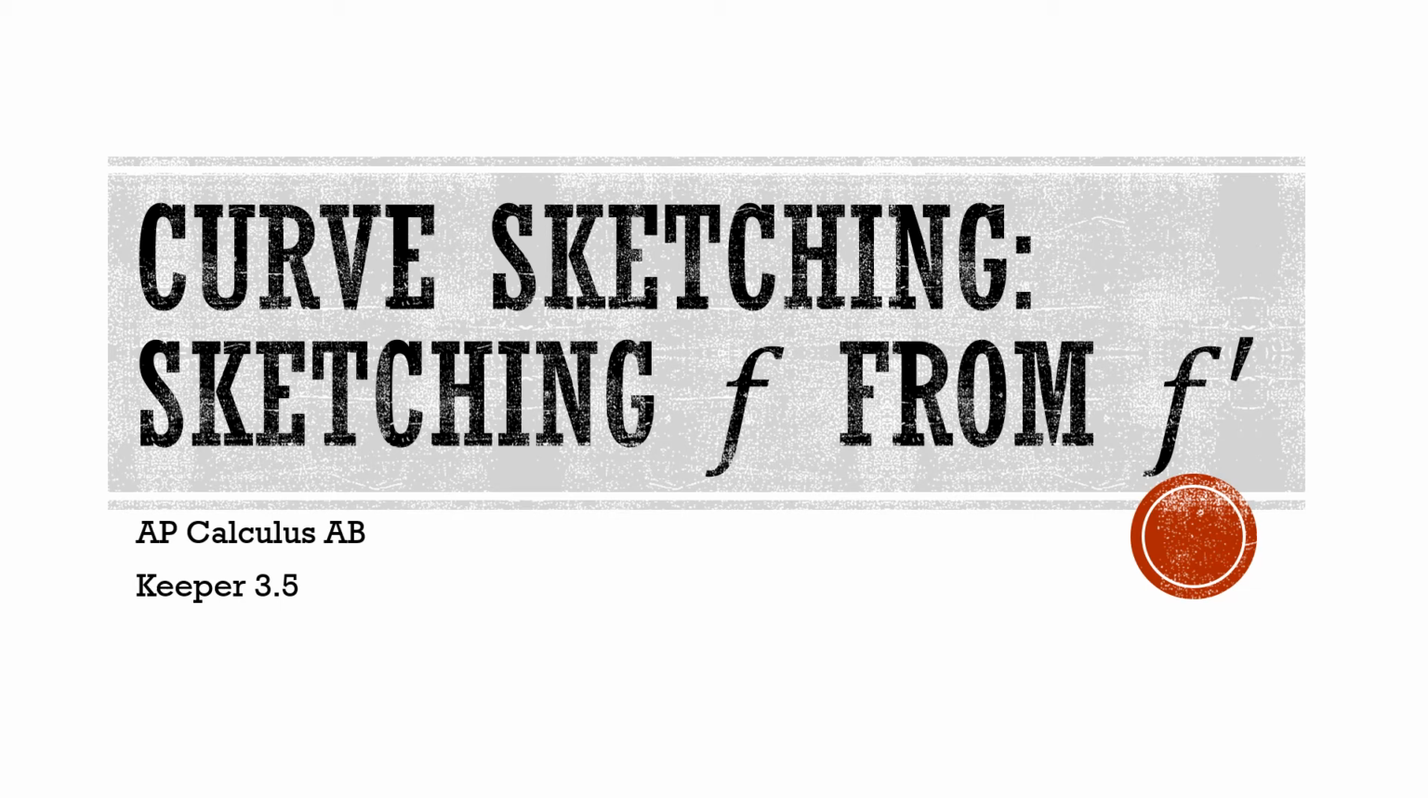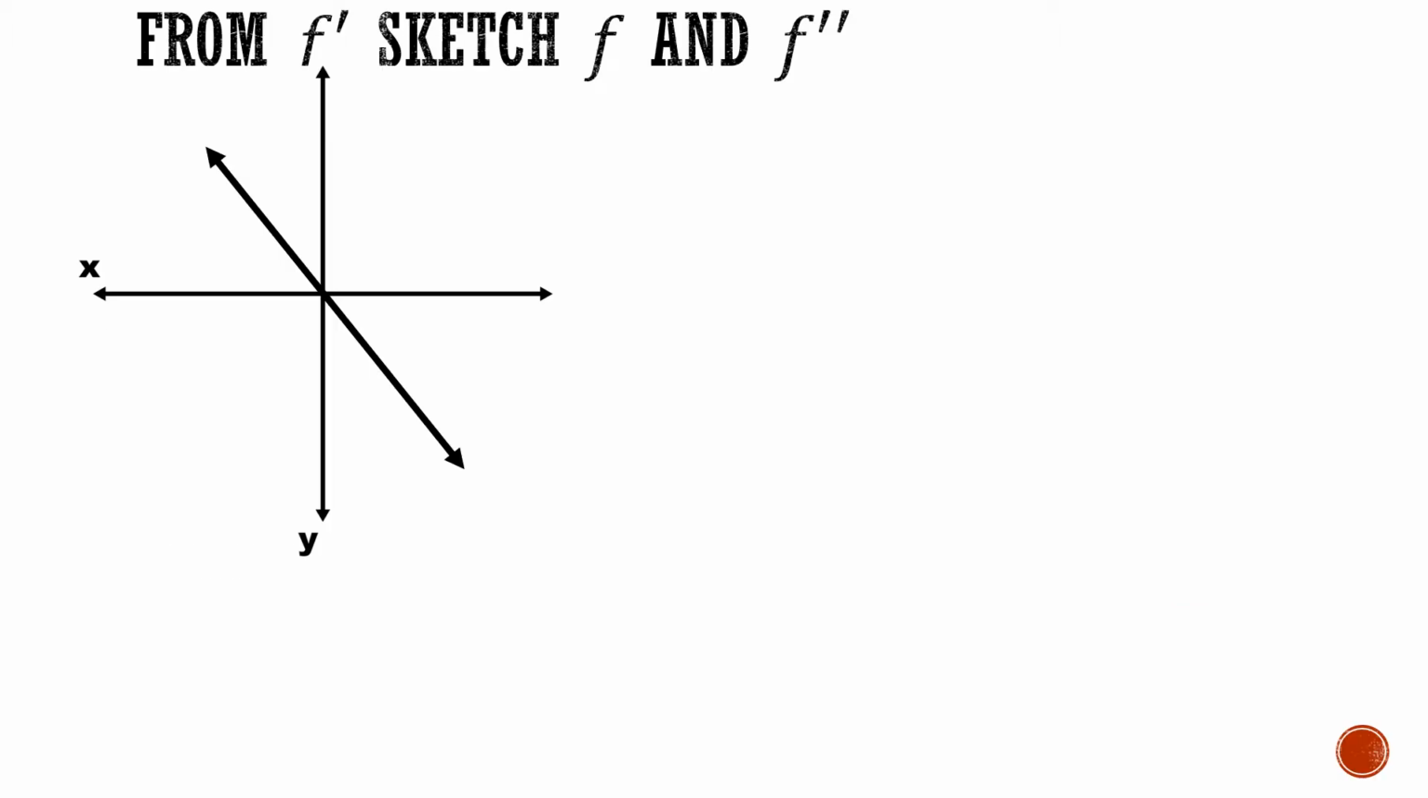Today's keeper is keeper 3.5, curve sketching f from f prime. So it's the complete backwards opposite of what you guys did yesterday. This time I'm going to give you guys f prime and you're going to sketch f for me. All right, so let's just jump right into an example.